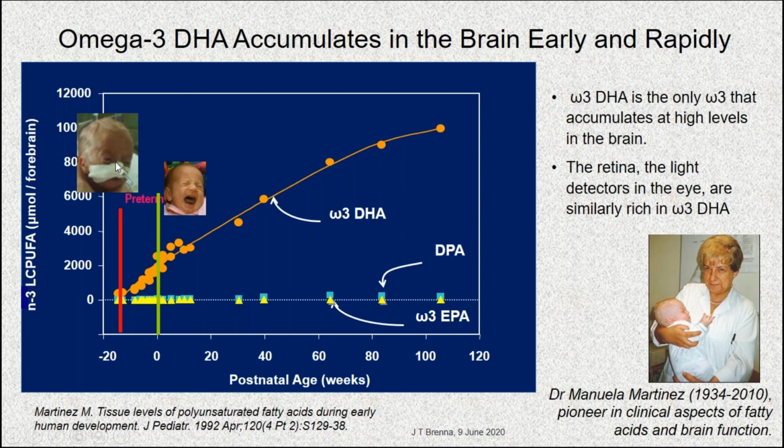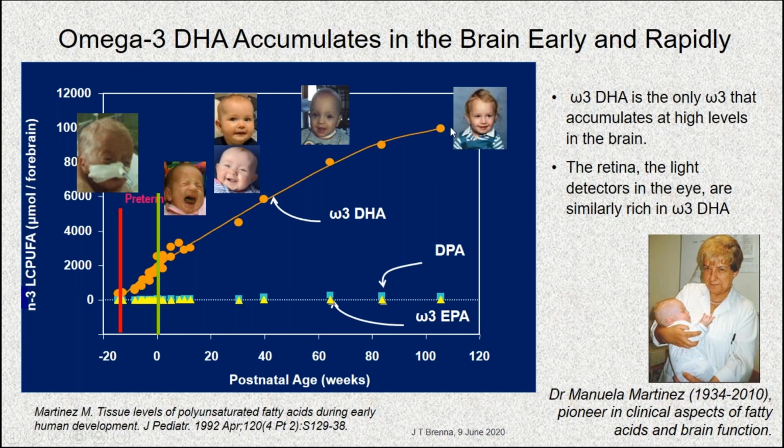We studied preterms. When I say we, I mean the whole field. There was a lot of talk back in the 80s and 90s, and a lot of thought that the preterms were particularly vulnerable because they were just on the upward curve here in the last trimester for accumulating DHA, but you can see that it rises rapidly all the way out to 2 years of age.